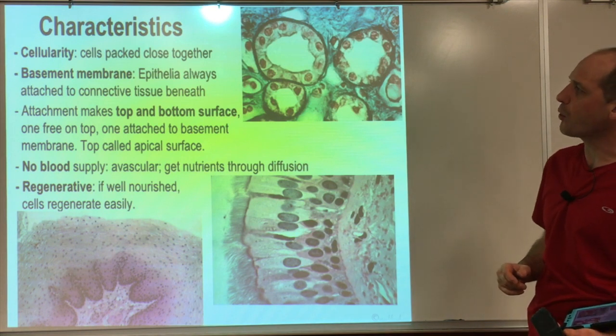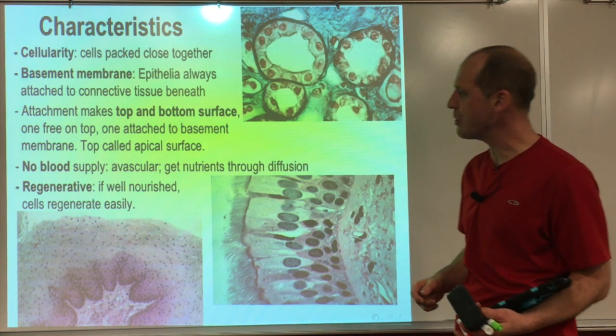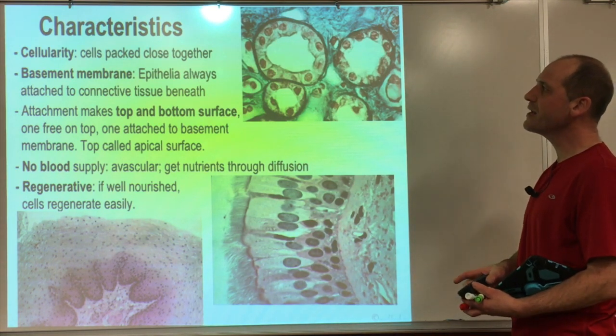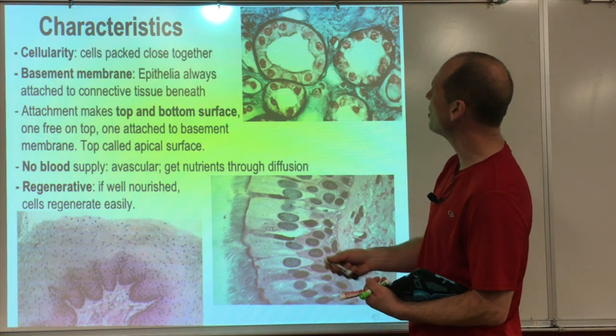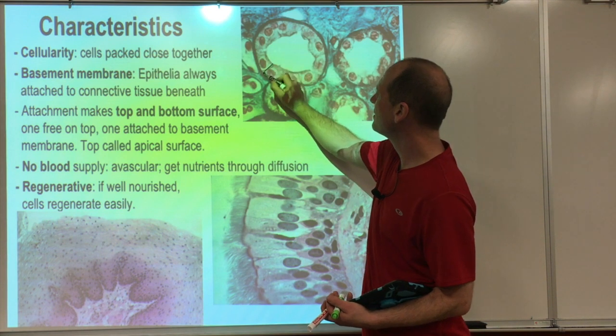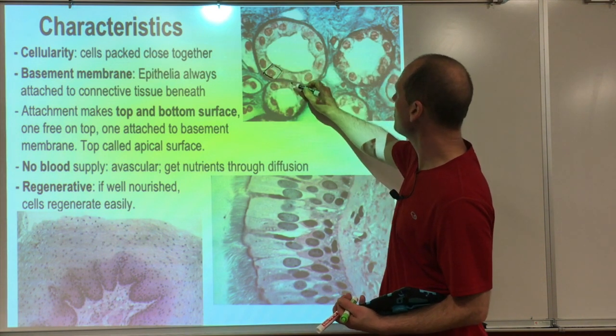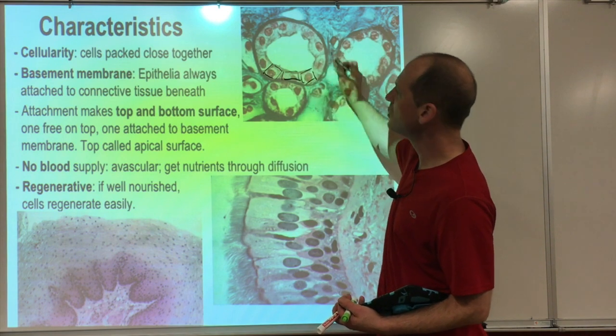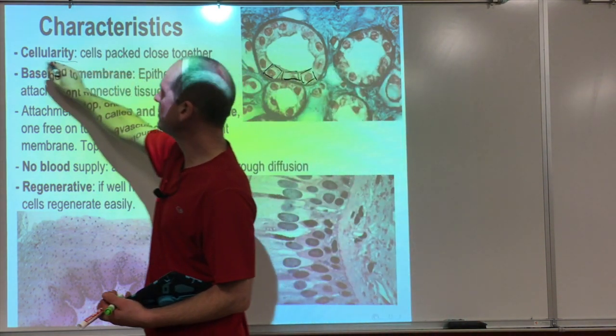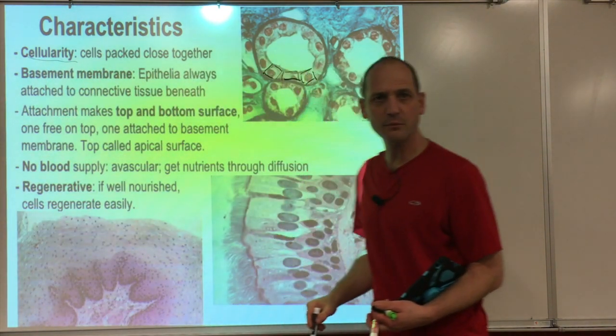Characteristics. How does it look? How does it behave? Let's talk about that a little bit. One thing is epithelial tissue is basically cells right next to one another. You've got cell after cell after cell. There's a kidney tubule, I believe. Cell after cell after cell. So it's very cellular. There's only cells, really. There's nothing else in that.